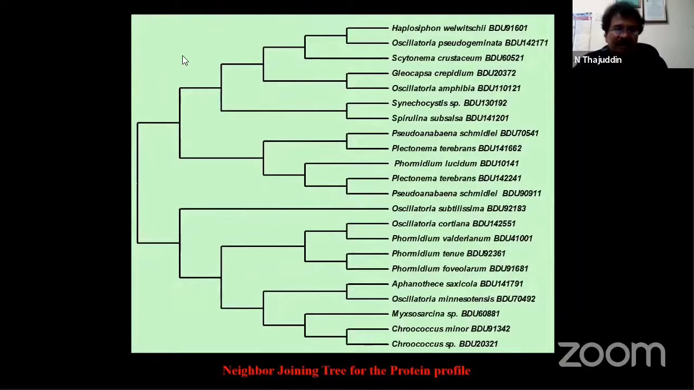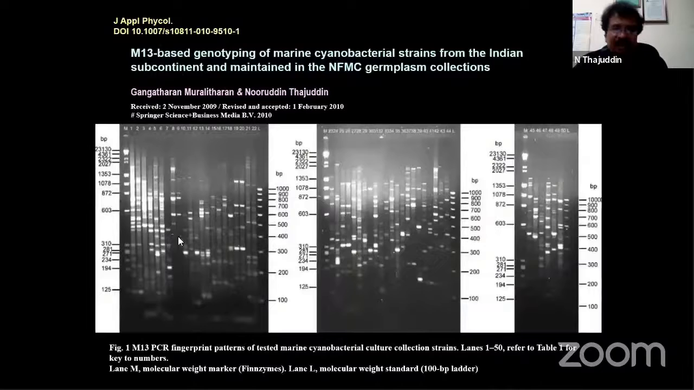And we made some M13 fingerprinting of marine cyanobacterial strains, and we published this paper in the Journal of Applied Phycology. We are getting a very unique banding pattern for each and every organism. So as I said, these results will be used only for differentiating very closely or distantly related species.